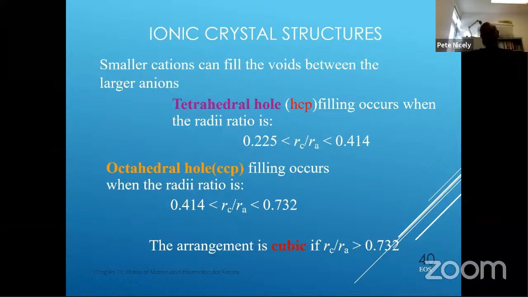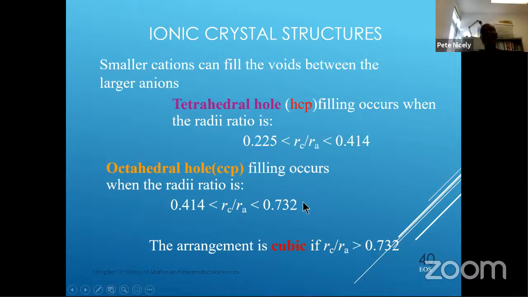Okay. So can we predict whether or not a structure will adopt the CCP or HCP arrangement? People have done experiments on this, and what they have found is that there is a correlation between the ratio of the radius of the cation to the anion and whether the structure adopted would be the HCP or CCP arrangement. These are all experimental results. So what they found was that if the ratio of the cation to the anion falls between 0.225 and 0.414, then the arrangement would be the HCP arrangement, where the tetrahedral hole filling will occur.